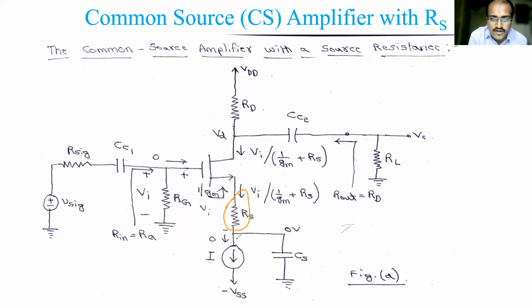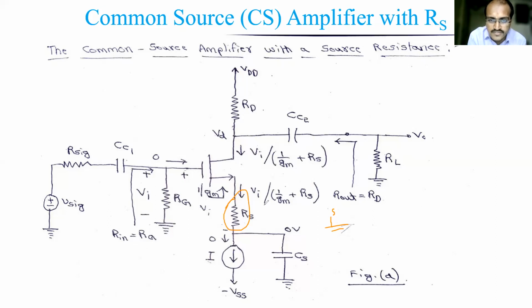Previously, RS was not there, and this is a bypass capacitor, and whatever is parallel to it will act as a perfect short circuit. Because of that, the source terminal was directly connected to ground, since nothing else was connected. So we replaced the MOSFET with a hybrid pi model, and we did the analysis smoothly.